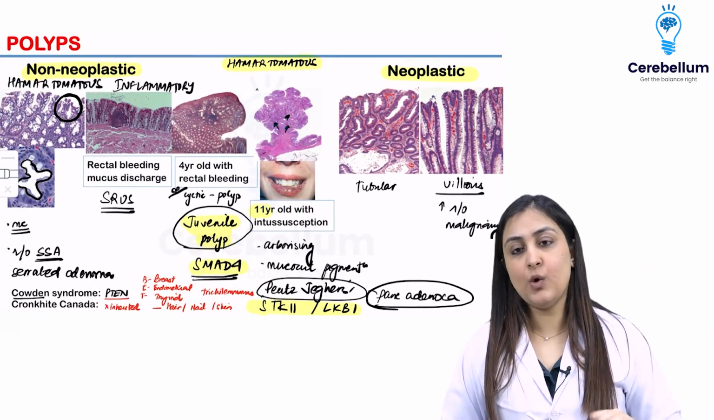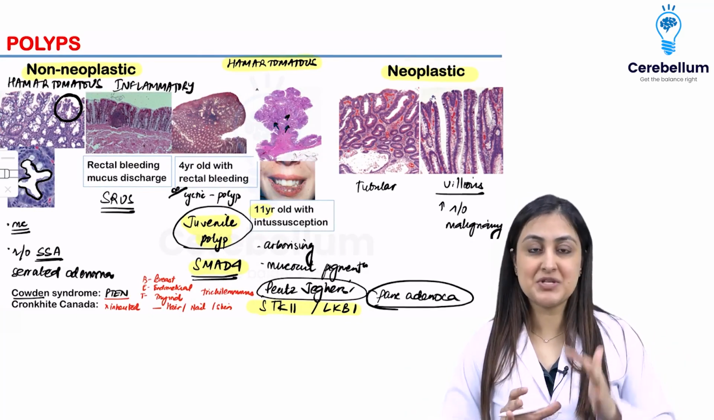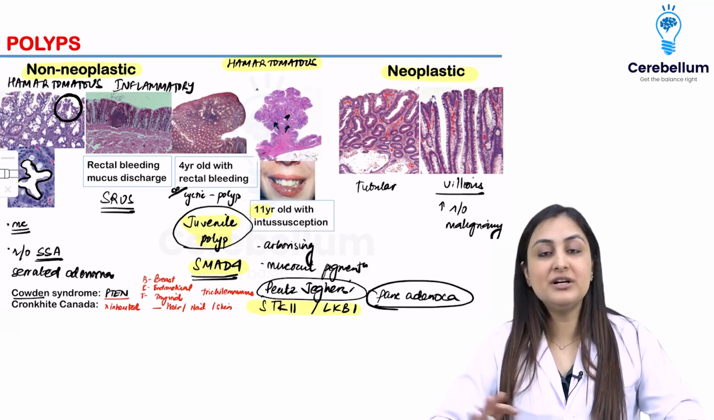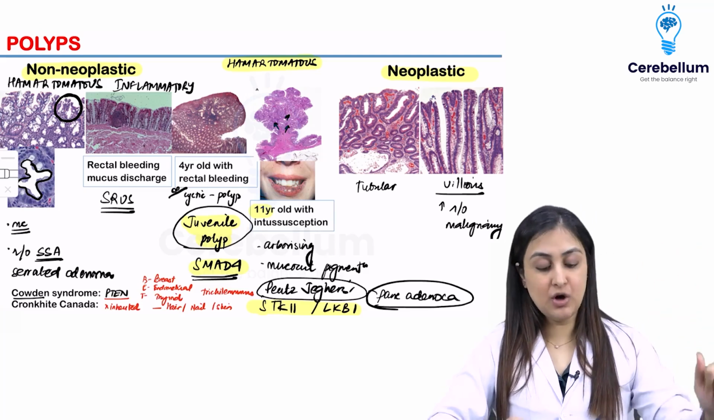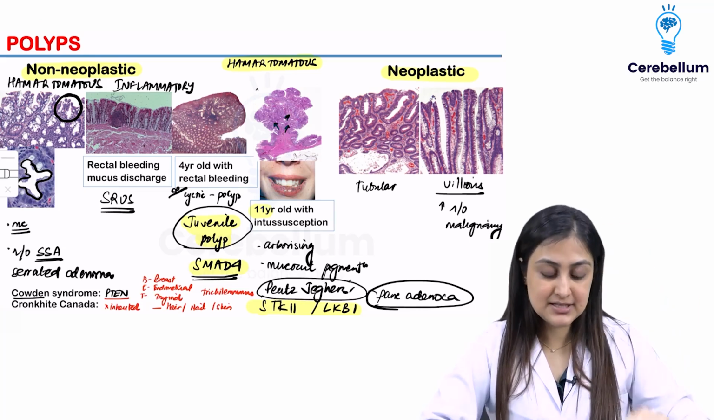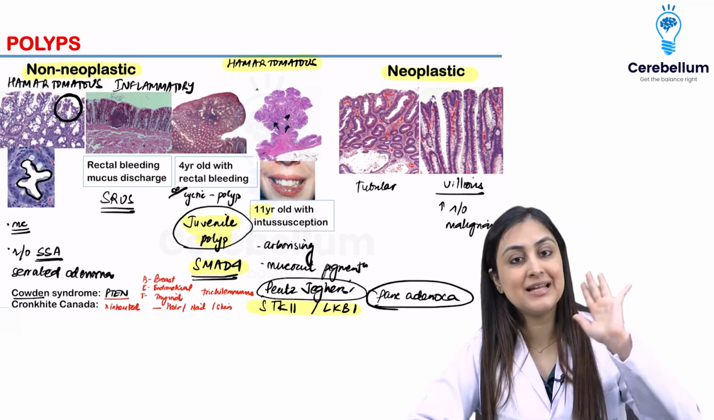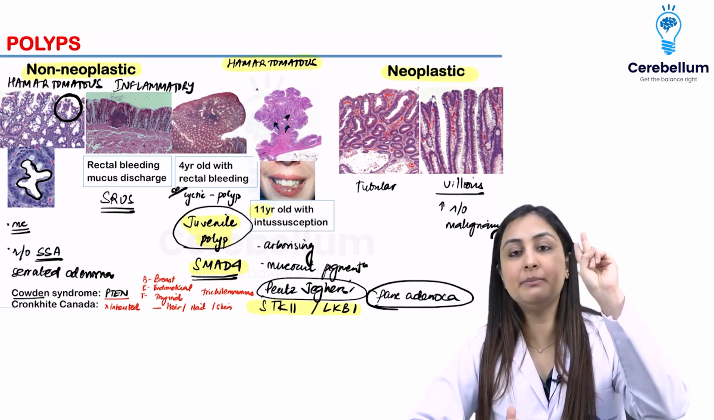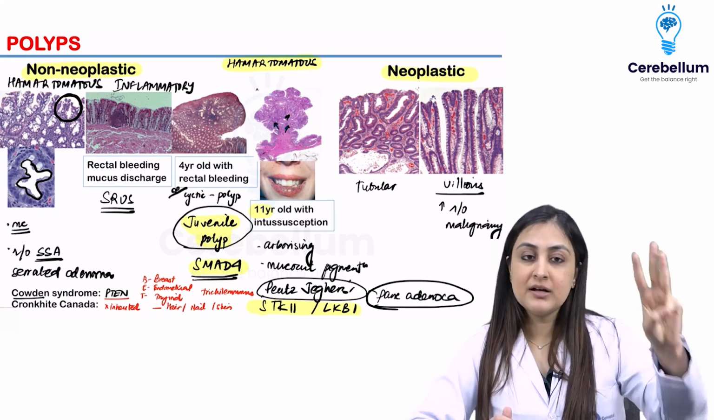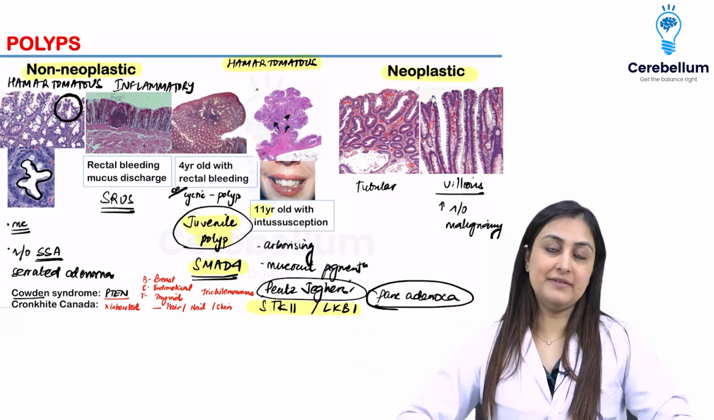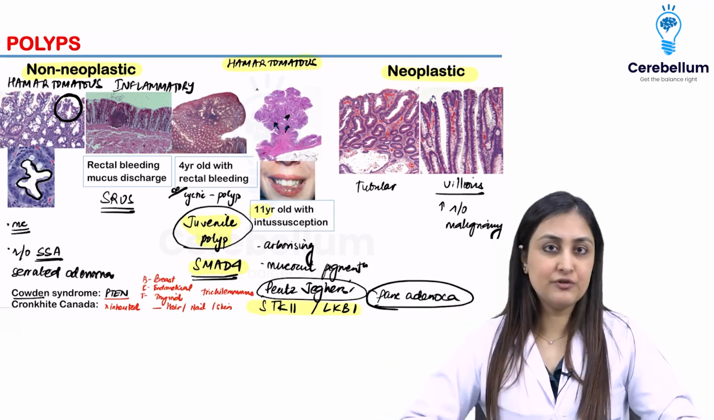Okay, so this is all about polyps in one slide, which is actually a 1.5 hour talk in itself. But these are the most important takeaway points. So remember, most common is hamartomatous. You will see the serrations. Then you have inflammatory, which is solitary rectal ulcer. In hamartomatous, juvenile polyp, most important Peutz-Jeghers, Cowden and Cronkhite-Canada. In neoplastic, we have tubular and we have villous, or we can have tubulovillous as well.